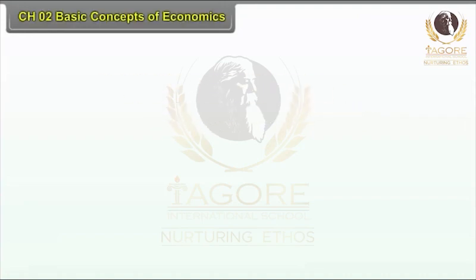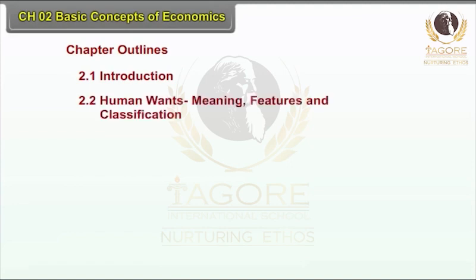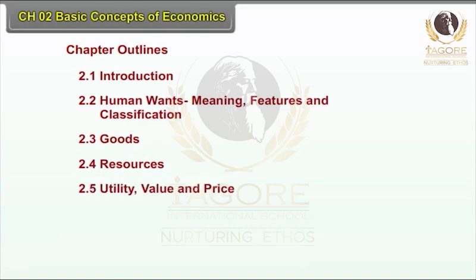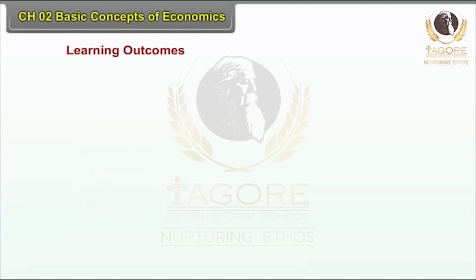Chapter 2, Basic Concepts of Economics. Chapter Outline. 2.1, Introduction. 2.2, Human Wants, Meaning, Features and Classification. 2.3, Goods. 2.4, Resources. 2.5, Utility, Value and Price. 2.6, Demand and Supply.